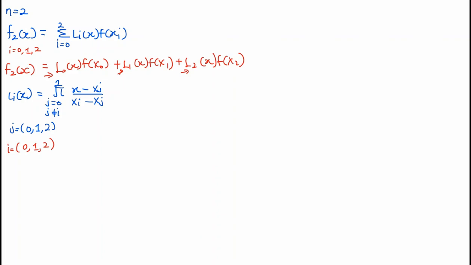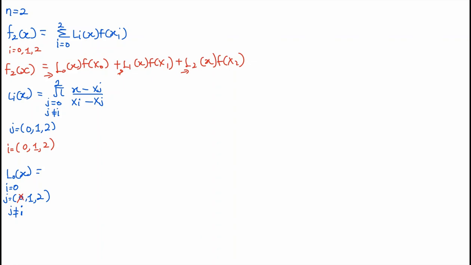So let's consider the first Li of x function. We're going to have L0 of x, because the first i value is 0. So for that one, we know that i is equal to 0, and the possible values of j are 0, 1, and 2. But j must not be equal to i, and our i is 0 in that case. That means we are going to cancel the j value 0. So the only possible j values that we have will be 1 and 2.